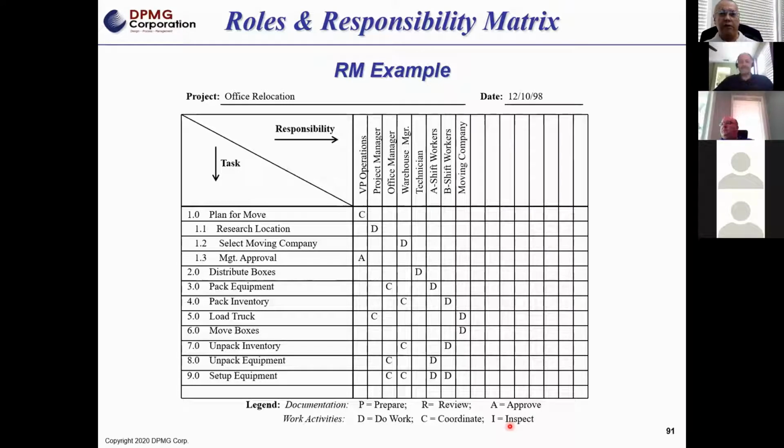I can look at this and say, okay, I'm the moving guy. Who do I need to interface with? Oh, it looks like I'm responsible for getting the trucks loaded and moving. But who do I need to talk to about getting the boxes? Oh, I go over here to number 2, distribution of boxes. Oh, I need to go see the technician, okay?